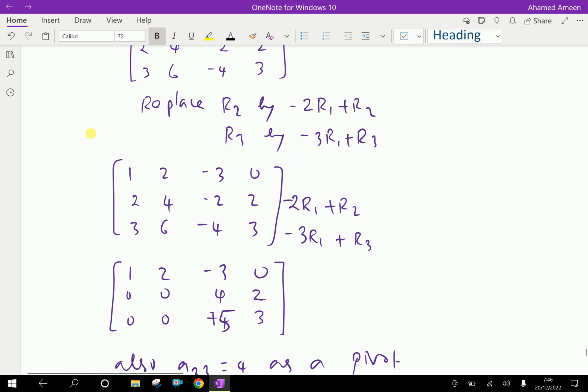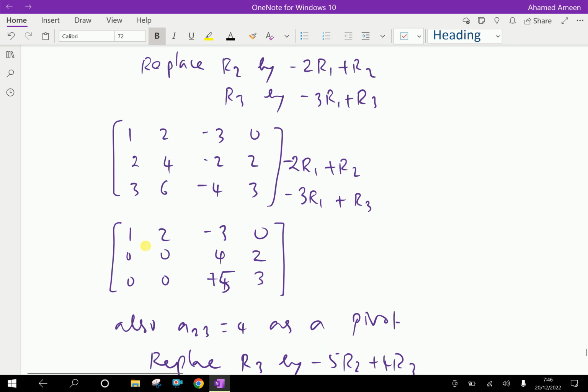So look at these operations. First we write the given matrix as it is, and the second row operation is minus 2R1 plus R2. Third row operation is minus 3R1 plus R3. Look at here, the first row we are not doing anything, so we write it as it is. The second row becomes 0, 0, 4 and 2. For example, minus 2 R1, minus 2 into minus 3 is 6, and adding the second row, minus 2 plus 6 becomes 4. Then the third row operation is minus 3R1 plus R3. Minus 3 into 1 is minus 3, plus 3 is 0. Like that, other terms will come. Here we got zeros below the pivot.